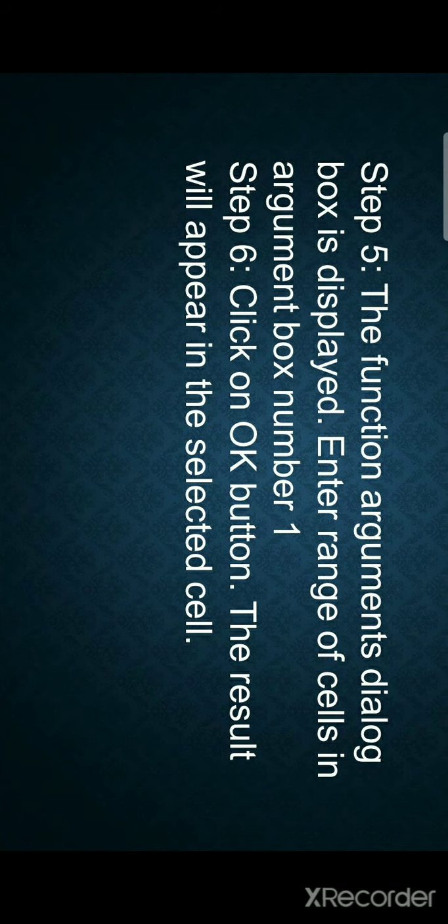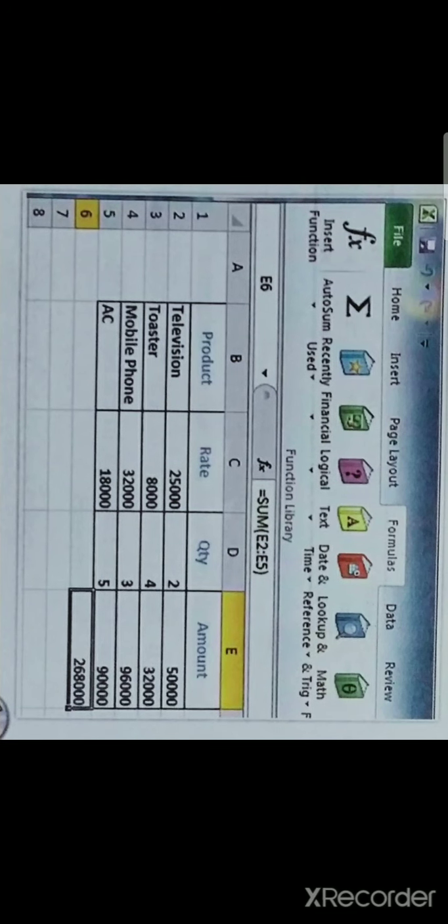In the next step, the Function Arguments dialog box is displayed, and you have to enter the range of the cells in argument box number 1 and then click OK. You can see it in the following picture. A Function Arguments box appeared in which you have to enter the range in number 1 and then you have to click OK. And in the next step you will find that your SUM function appears in the fx formula bar, and it is calculated here in the cell which you selected in the first step.